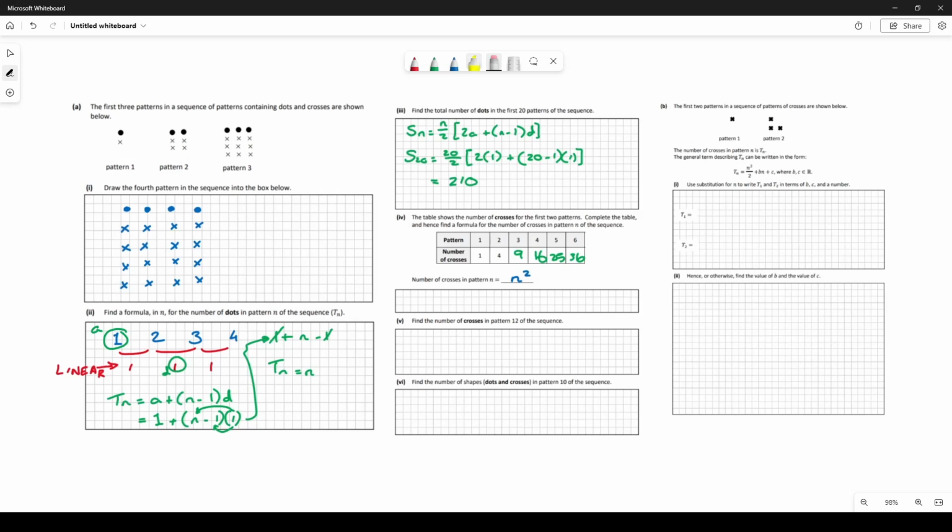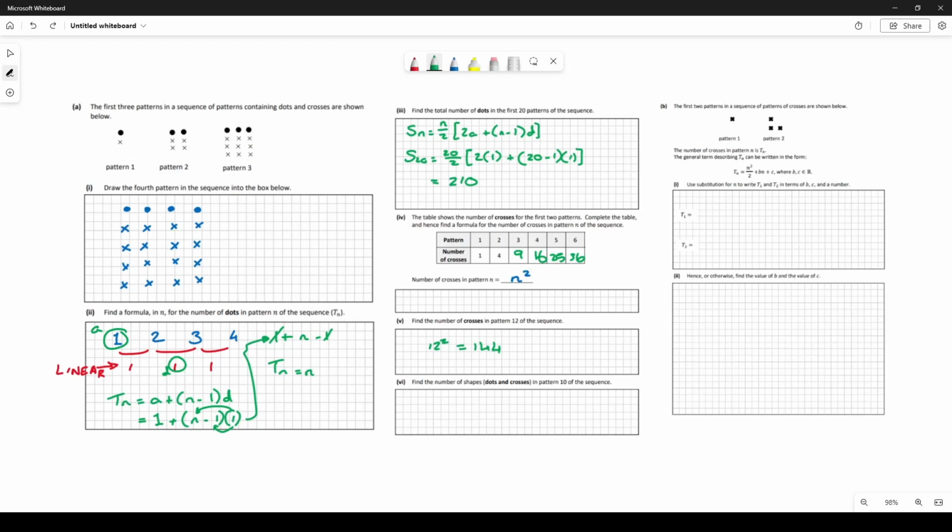You'll notice in part V where it says find the number of crosses in pattern 12. For finding how many crosses there were, we squared whatever pattern it was. So with pattern 12, it's 12 squared, which is 144. Find the number of shapes. I hope that's okay. That's just like put in 12 into this formula or follow the pattern. It's up to you.